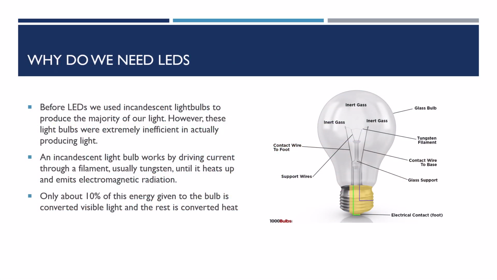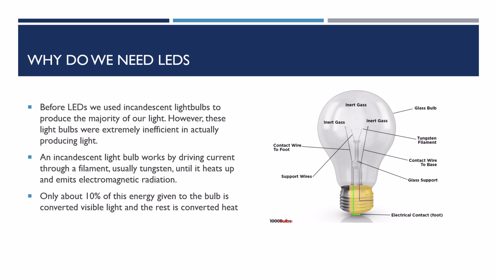Why do we need LEDs? Before LEDs, a majority of our light came from incandescent light bulbs. These light bulbs worked by driving current through a filament in the middle of the bulb, usually made out of tungsten, until it heated up and emitted electromagnetic radiation.